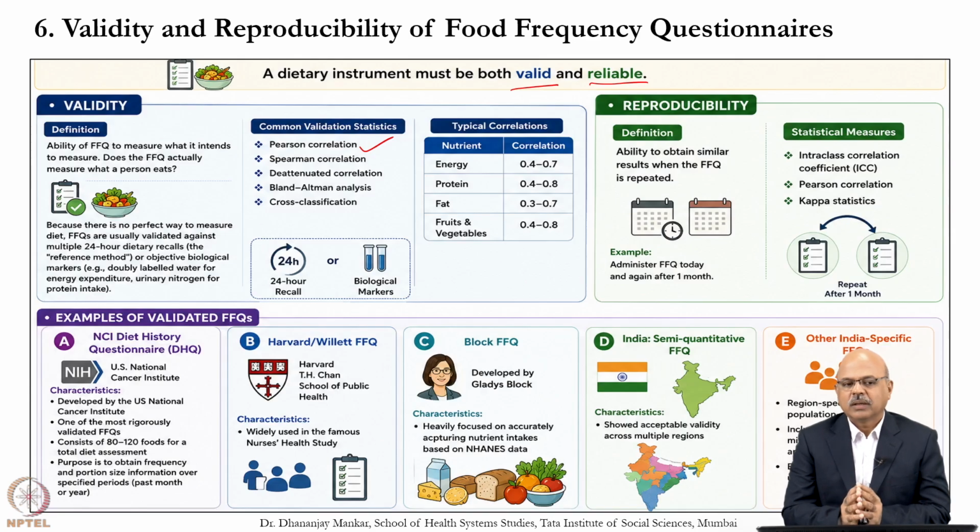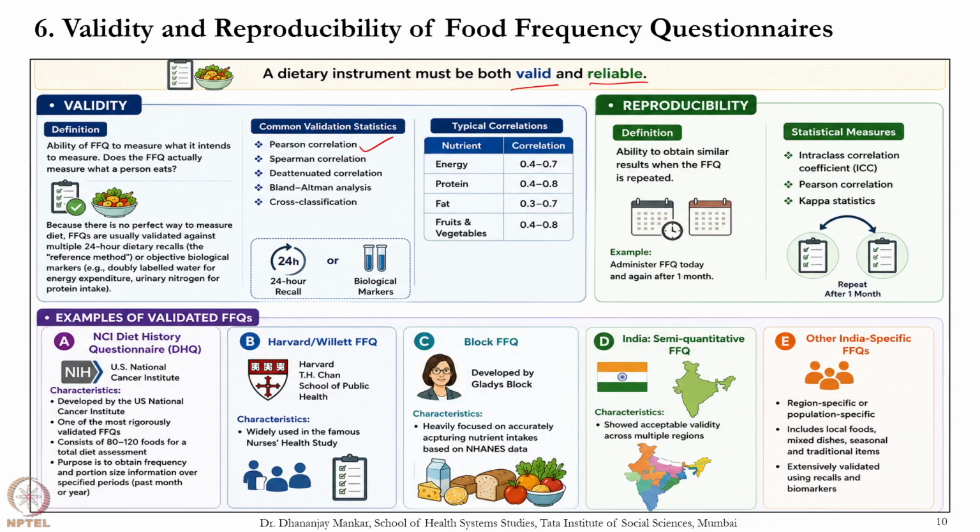Then comes a study from India, the semi-quantitative FFQ. It showed acceptable validity across multiple regions, as you can understand the constraints of different Indian regions in applying FFQs. Other India-specific FFQs can be region specific, population specific. They can also include local foods, mixed dishes, seasonal and traditional items, extensively validated using recalls and biomarkers.